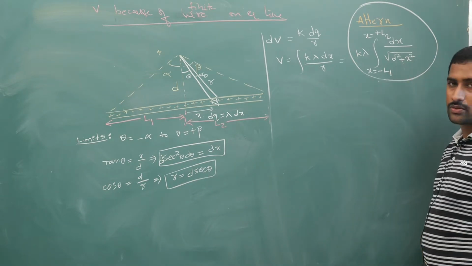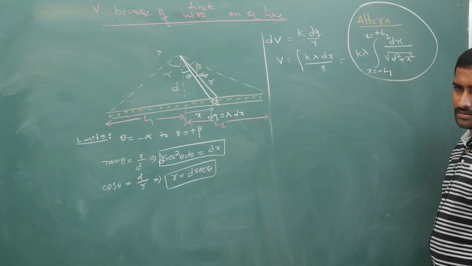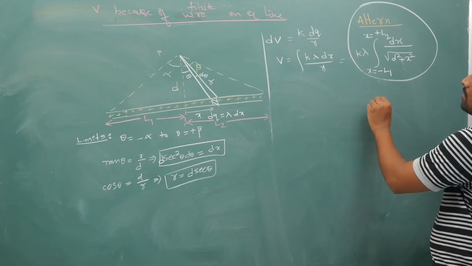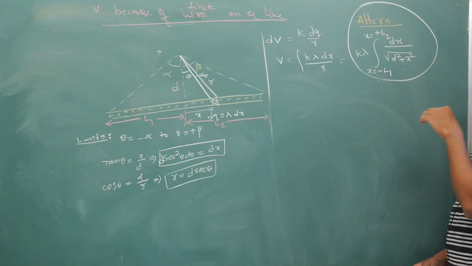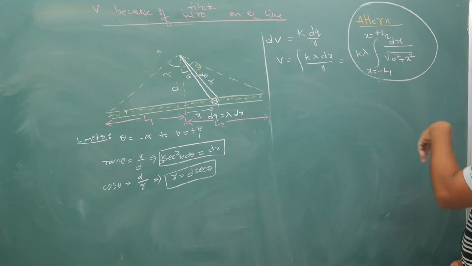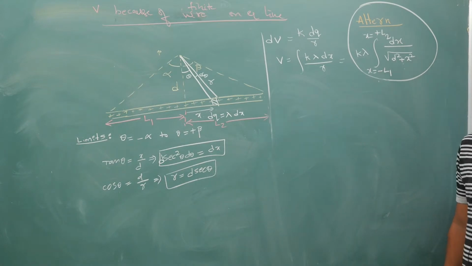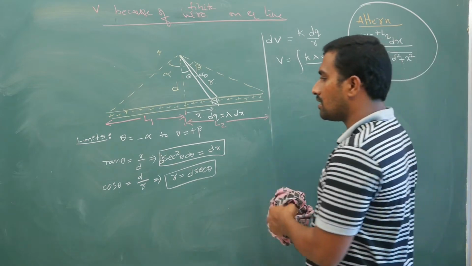The formula for 1 by under root a square plus x square will be there. I think you are going to use some method of partial fractions or something like that. So refer to your maths textbook and substitute in the limits. Next, you can either do it in terms of cos theta or you can do it this way.